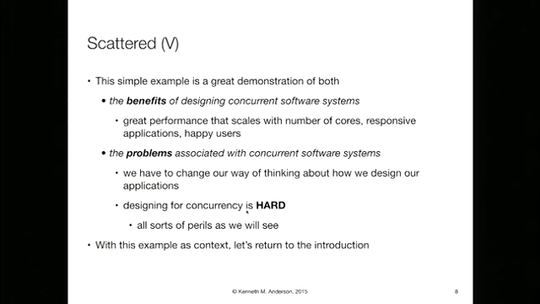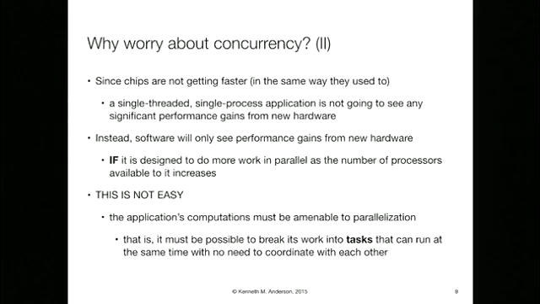So with this as context, let me go back to why worry about concurrency. The other thing to say here is that since chips are not getting faster in the same way they used to, single-threaded, single-process applications will not see any significant performance gains from new hardware. Now, today's machines are plenty fast, so in terms of the performance of that one core, that one single thread, versus what I had when I was growing up, night and day, really, really fast.